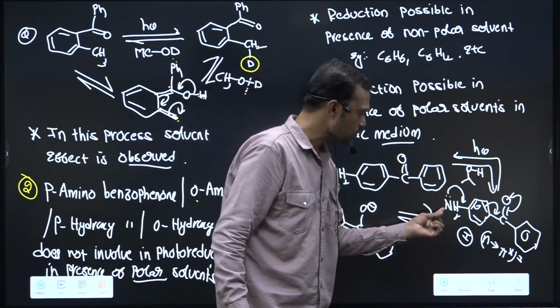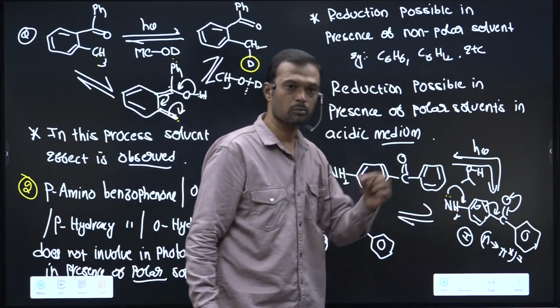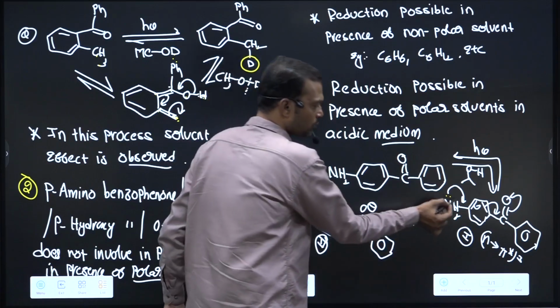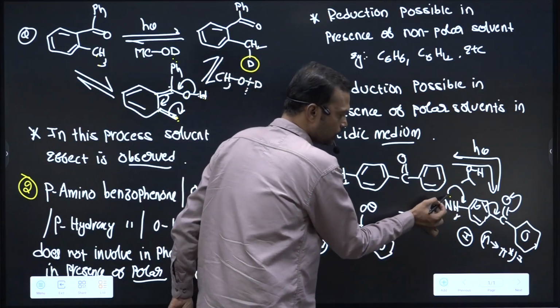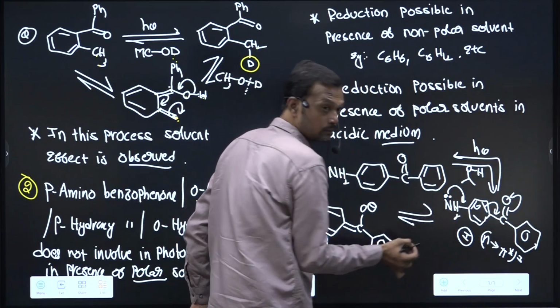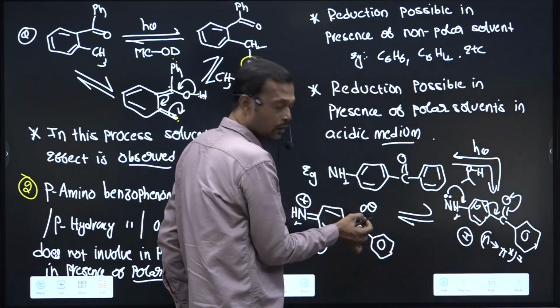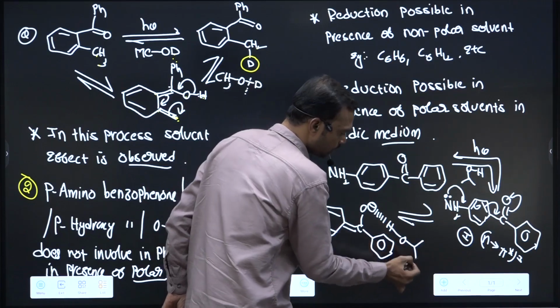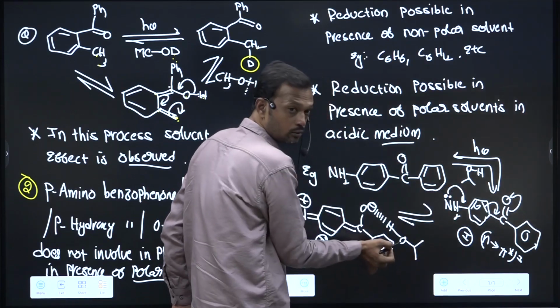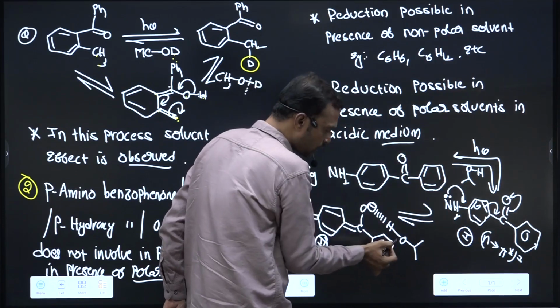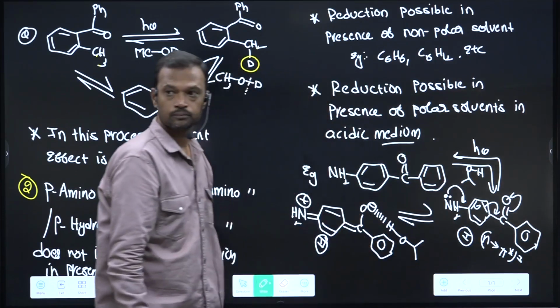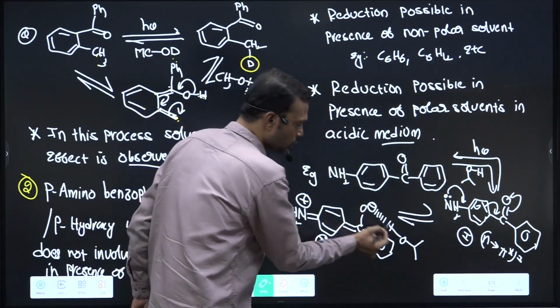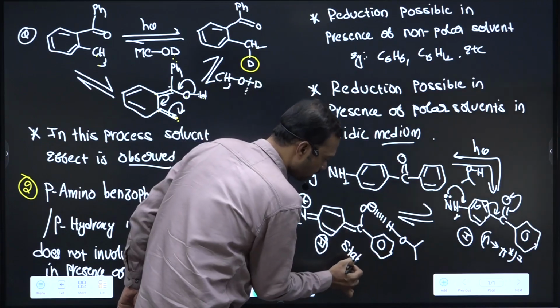So due to the presence of this amine group at the para position, it is involved in the mesomeric effect. This lone pair is involved in resonance, and this lone pair now migrates onto oxygen. Oxygen gets which charge? Negative charge. Now this negative charge is stabilized by the solvent. See, is this the solvent or not? So now the solvent forms a hydrogen bond with this negative ion. When this negative ion forms hydrogen bonding, it is found to be stable.